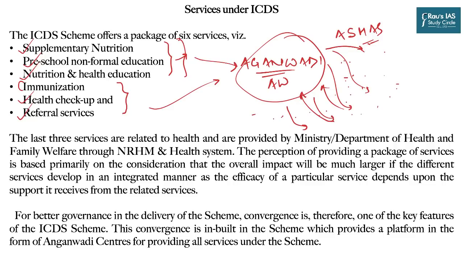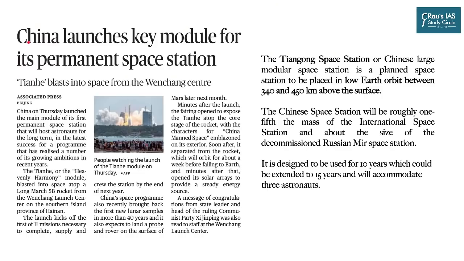Let us now move on to the second discussion. China launches key module for its permanent space station appears on page number 13. Tianhe blasts into space from Wenchang Center. So just yesterday, China has launched the main module of its first permanent space station that will host astronauts for the long term. Now this is being hailed as the recent success of China's space program.